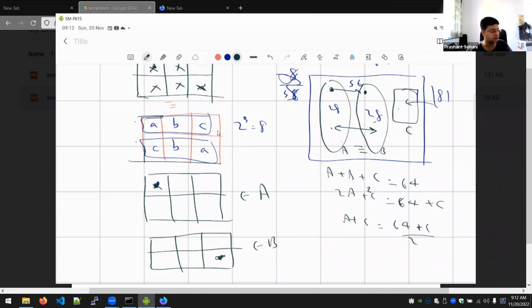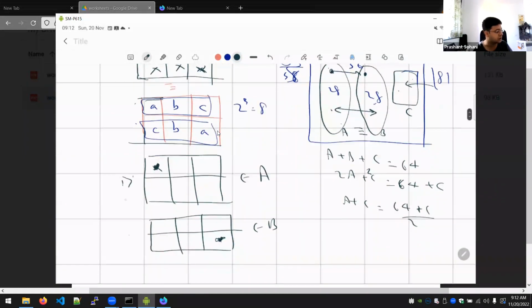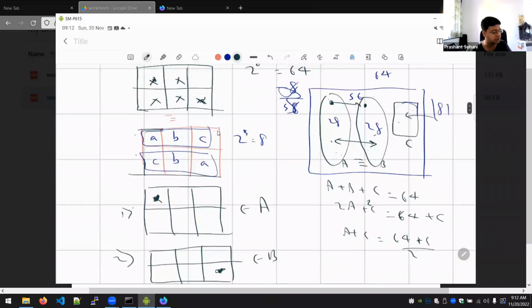And what the question says is that under normal circumstances, you would count these two as separate cases, right? The first one and the second one. But the question says we are not supposed to count them as separate cases. We have to count them as only one single case. So the total size of A plus B plus C is 64. But in that we are counting A and B both separately, so we want to discount one of them.